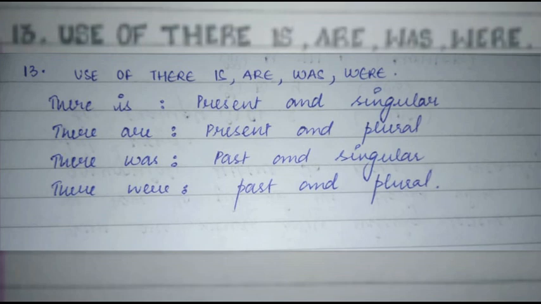Last one is there were, which is used in case of past tense and plural. For example, there were dogs in the garden. Because we are using there were, it talks about the past. Because we are using were, and there are dogs, which is plural, it comes under past and plural, which is there were. So I hope you have understood all the chapters that I have taught you in the video.